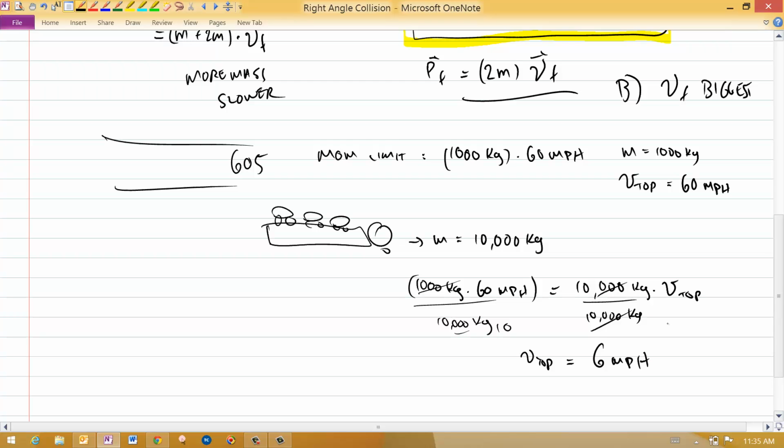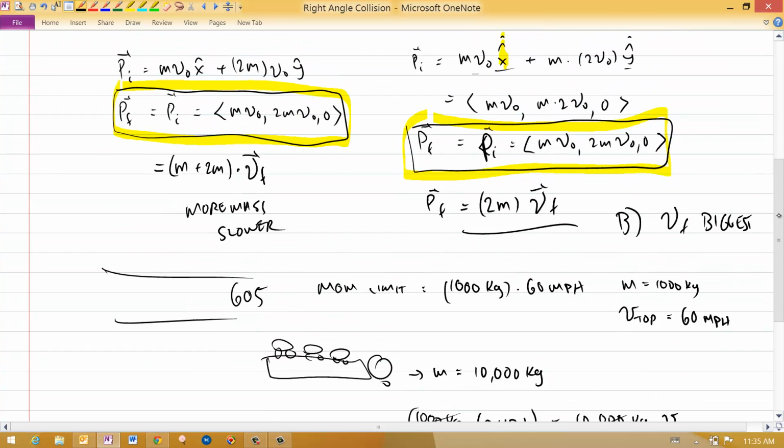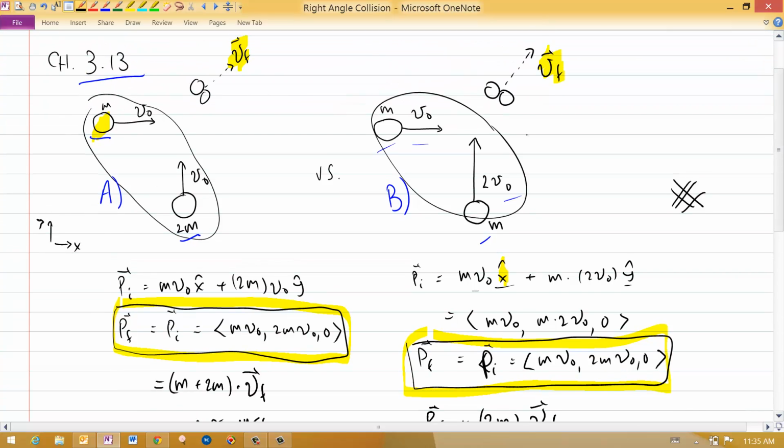What I'm emphasizing here is that there's a difference between momentum and velocity. These cases have got the same final momentum. This one has got a much bigger velocity.